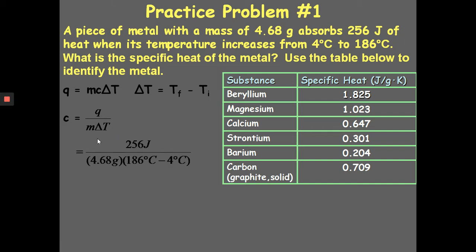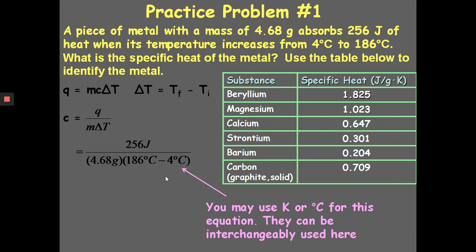Now I'm going to plug in my numbers. Energy was given to us, 256 joules. That goes into the numerator, over the mass of the metal, which is 4.68 grams, multiplied by the delta T, the temperature difference. The delta T is the same thing as T final minus T initial. The final temperature, 186, minus 4 Celsius initial temperature. You go ahead and calculate this number, reporting 3 significant figures. You are going to be getting this value as the answer.